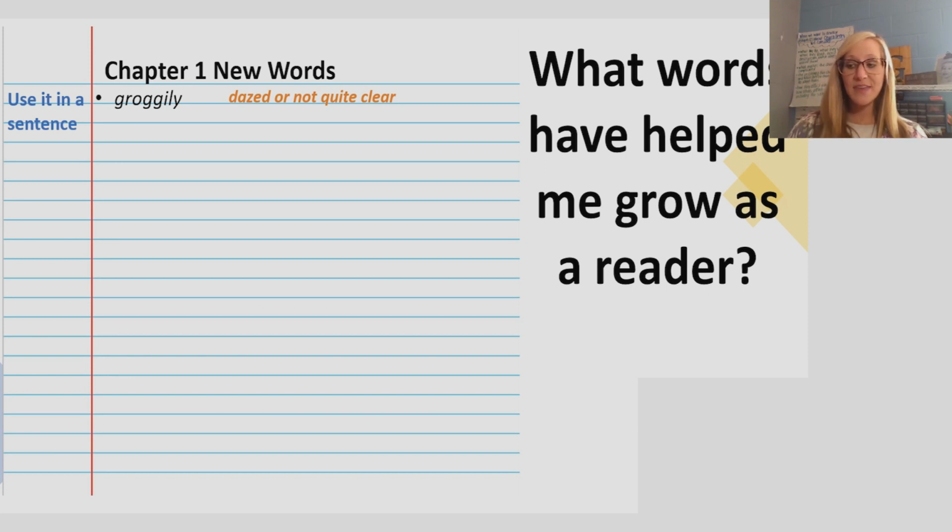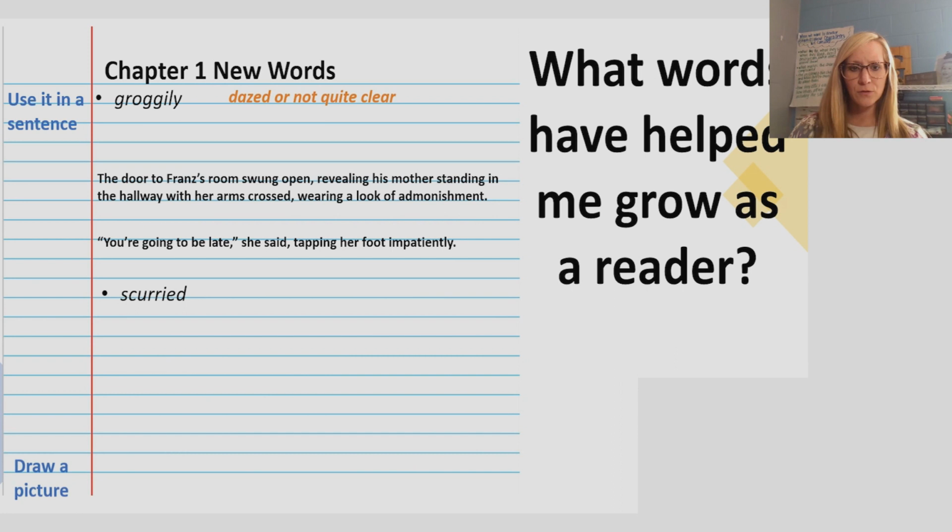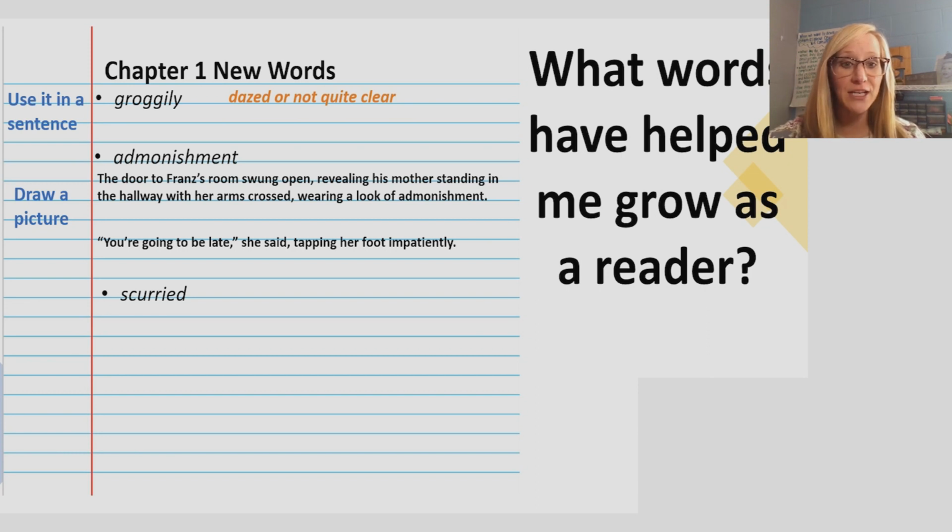We also had read that Franz's mother had a look of admonishment. Let me reread that in the text. Admonishment. The door to Franz's room swung open, revealing his mother standing in the hallway with her arms crossed, wearing a look of admonishment. "You're going to be late," she said, tapping her foot impatiently. Remember that we found lots of clues to what kind of look she had. Her arms were crossed, tapping her foot impatiently, and from her words, "You're going to be late." I want you to draw a picture of how to show that you understand the word admonishment.